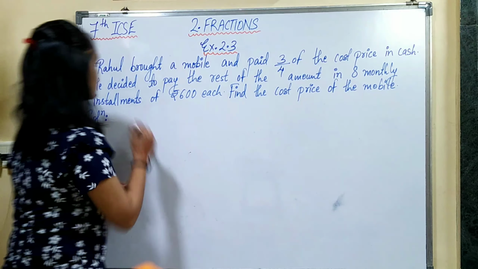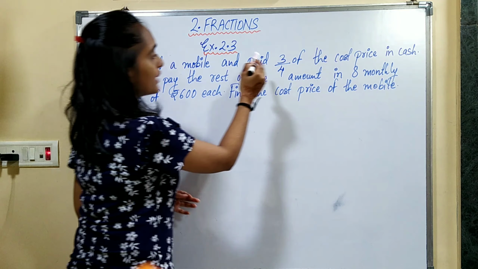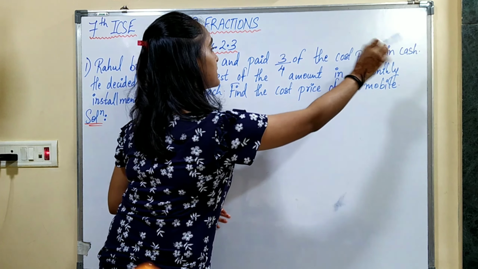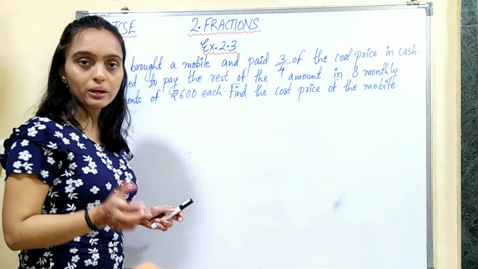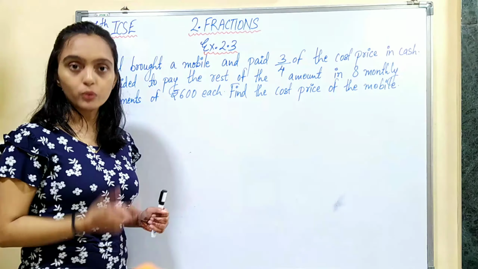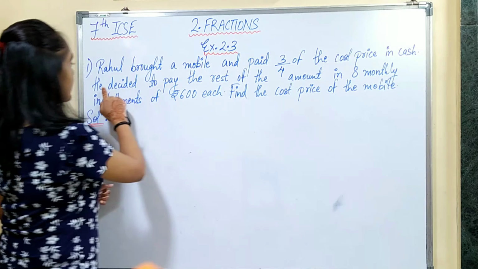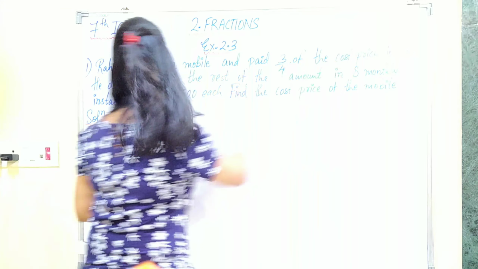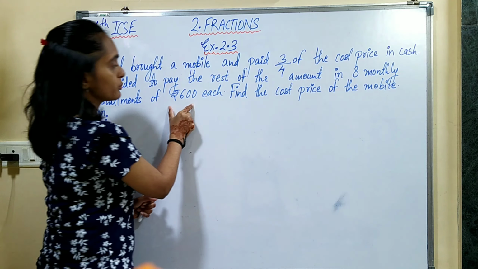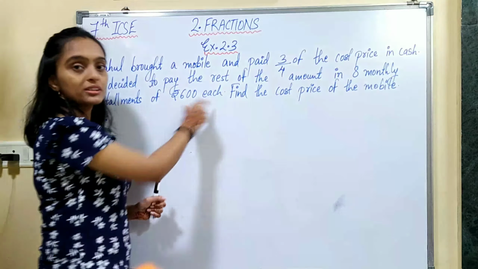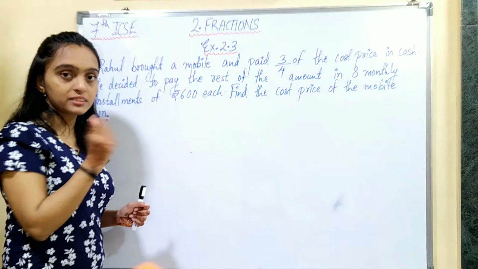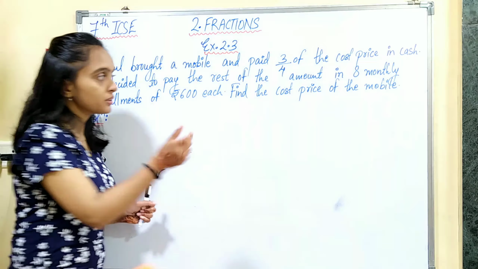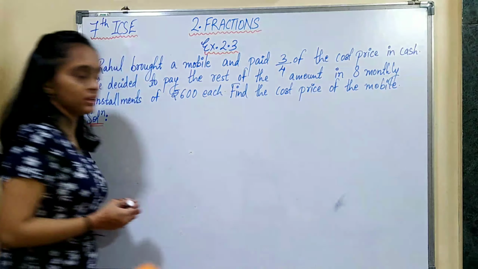The first question is, Rahul bought a mobile and paid 3/4 of the cost price in cash. So he bought some mobile and he paid 3/4 of the amount in cash. And he decided to pay the rest of the remaining amount in 8 months installment of rupees 600 each. So he is paying monthly installments of 600 rupees each month. Find the cost price of the mobiles.